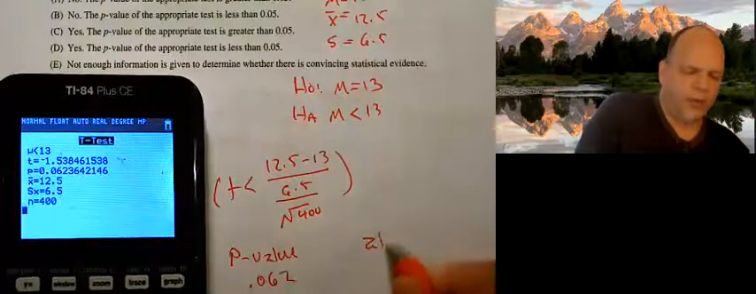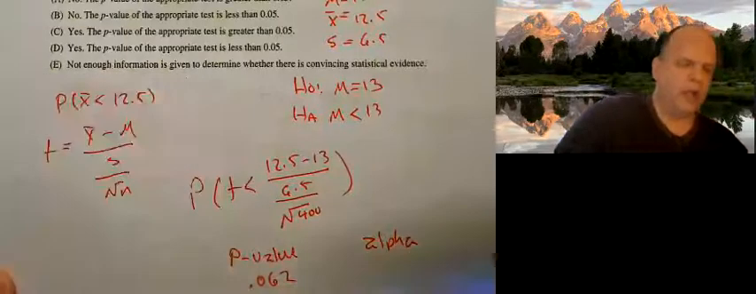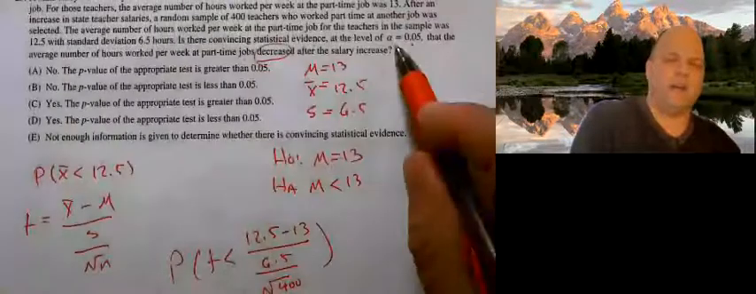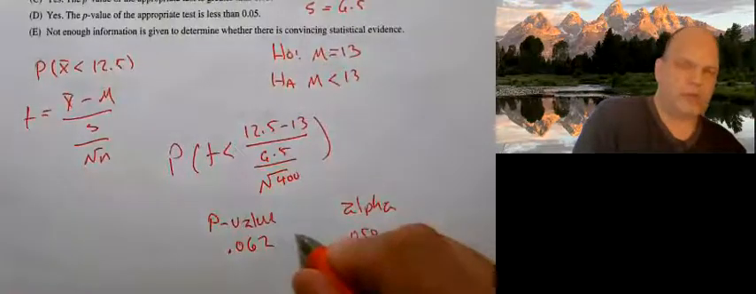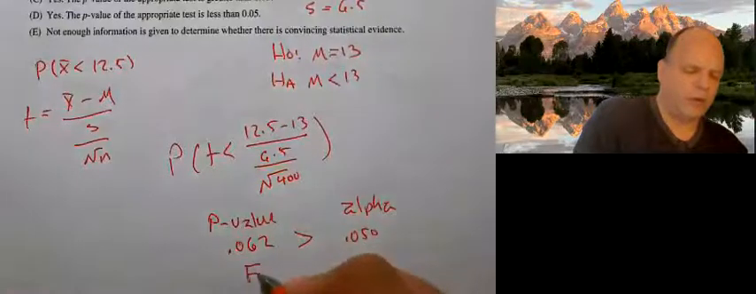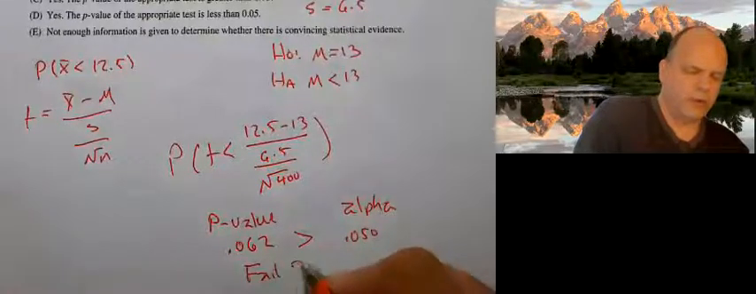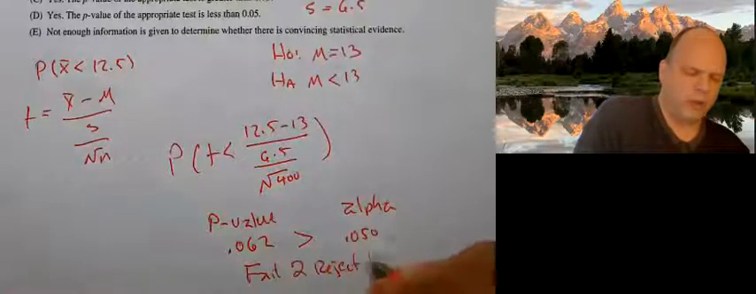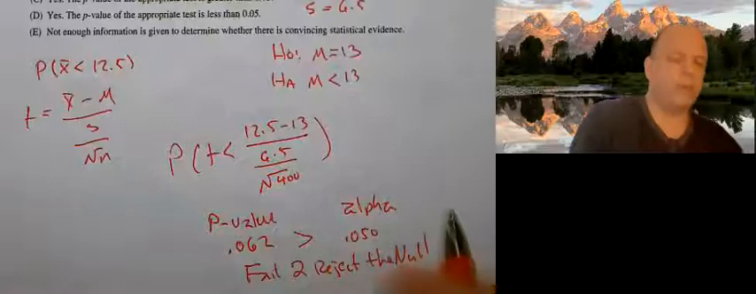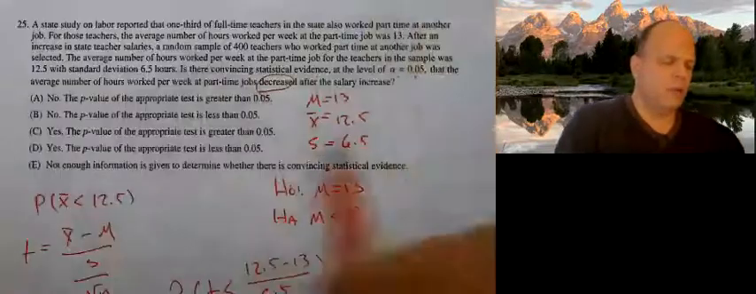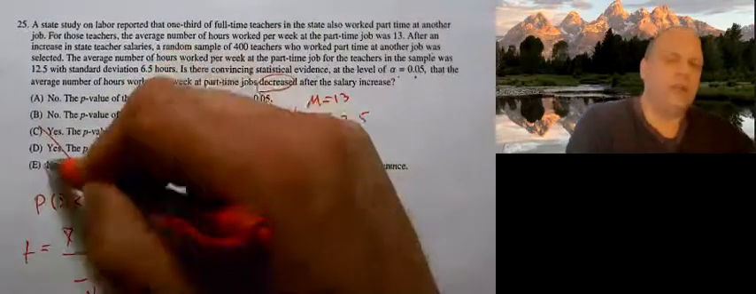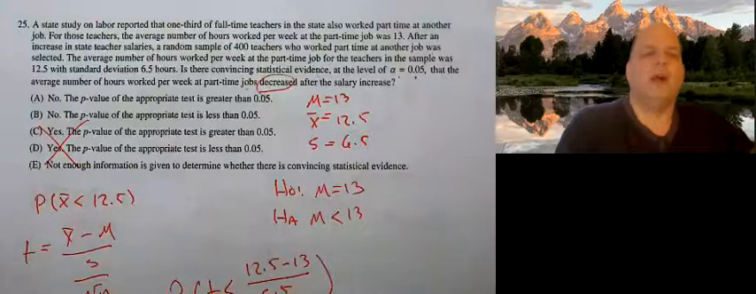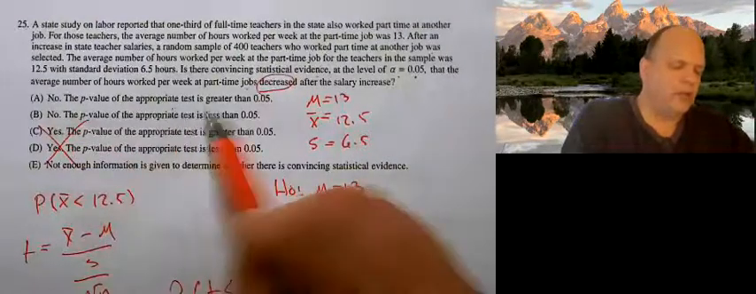So we need to compare this to an alpha. And they said use a significance level or alpha of 0.05. This is greater. Consequently, we're going to fail to reject the null. So is there evidence? The answer is no, because the p-value is greater than alpha and we failed to reject. Why? The p-value of the test is greater than 0.05, so 25 is A.